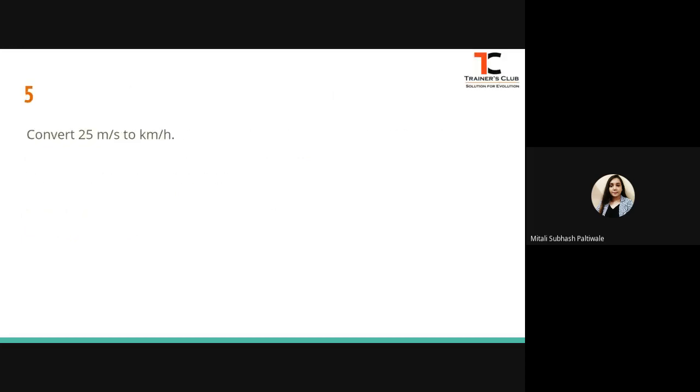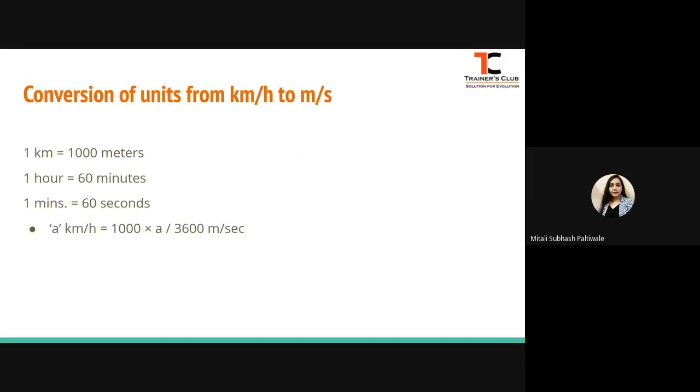So, if the question is about converting a kilometer per hour into meter per second, then a into 1000 by 3600 meter per second will give you the answer as 5a by 18 meter per second. And if you need to convert meter per second into kilometer per hour, then you have to multiply it by 18 by 5. So your answer would be 18 into a by 5 kilometer per hour. So these were the conversions. Now let us get on to the examples of it.